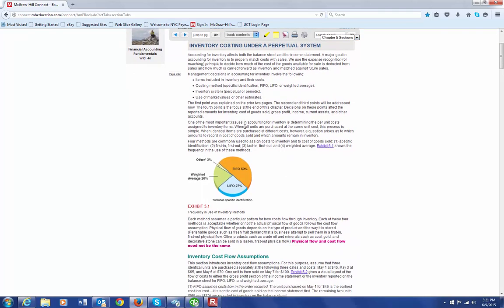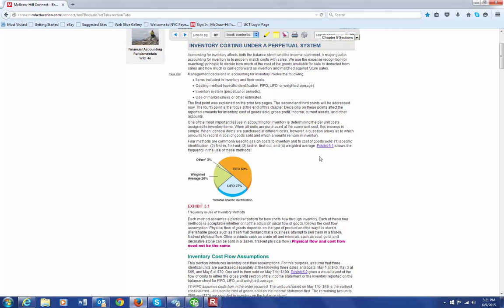So one of the most important issues in accounting for inventory is determining the per unit cost assigned to those inventory items. Obviously, if they were all purchased at the same cost, it's a very simple process. If for every pencil you only paid 2 cents, then it's 2 cents per pencil. However, as we've already talked about, there can be other costs involved in your inventory, like freight and storage and insurance. Also, you may have paid different prices for the things that you received. Because of that, you have to decide how you're going to assign cost to that inventory and into your cost of goods sold.